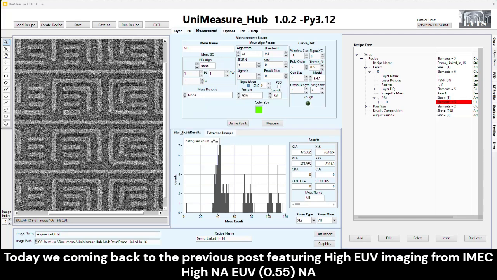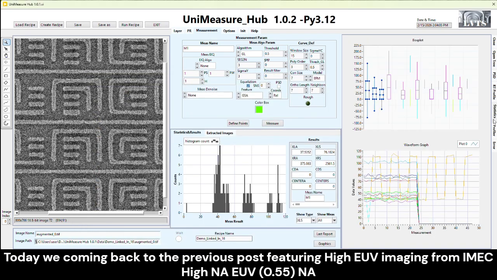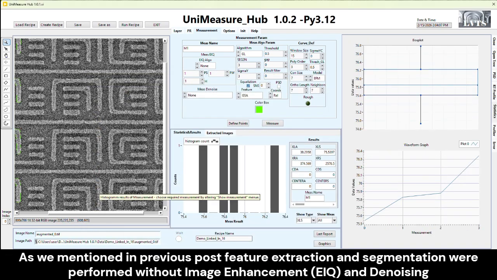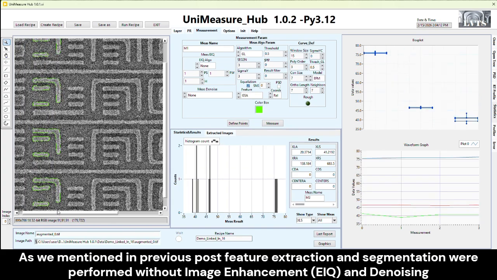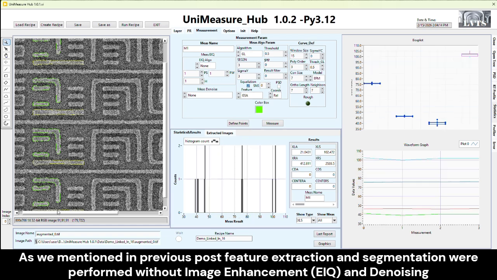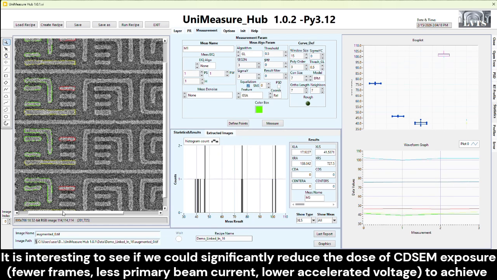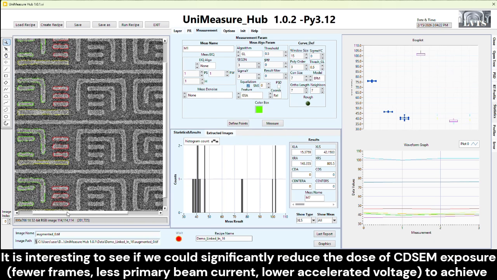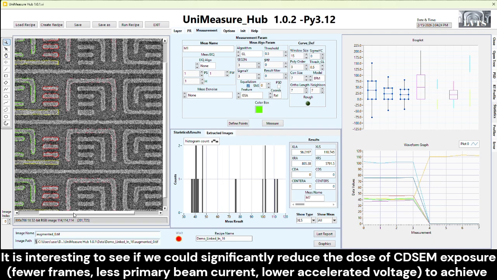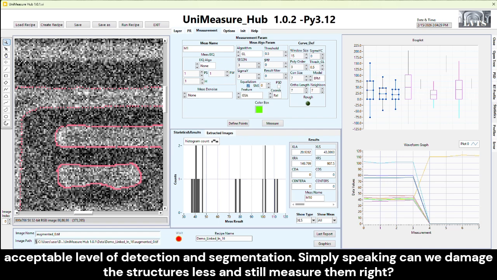Today we are coming back to the previous post featuring high NA EUV imaging from IMEC, High NA EUV 0.55 NA. As we mentioned in the previous post, feature extraction and segmentation were performed without image enhancement, EIQ, and denoising. It is interesting to see if we could significantly reduce the dose of CDSEM exposure, with fewer frames, less primary beam current, and lower accelerating voltage, to achieve an acceptable level of detection and segmentation.